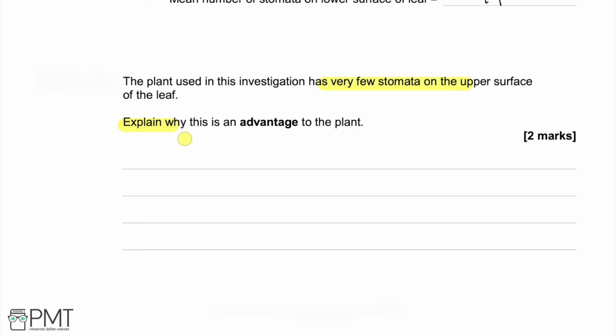The plant used in this investigation has very few stomata on the upper surface of the leaf. Explain why this is an advantage to the plant. Now since it says explain here, we have to give the reason behind something happening. So a reason why this is an advantage.